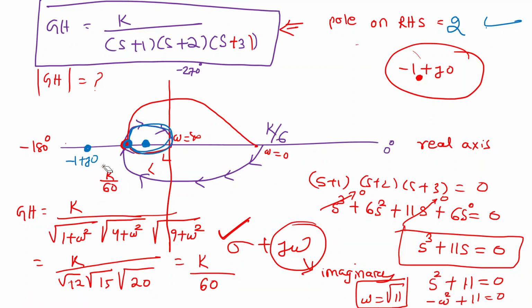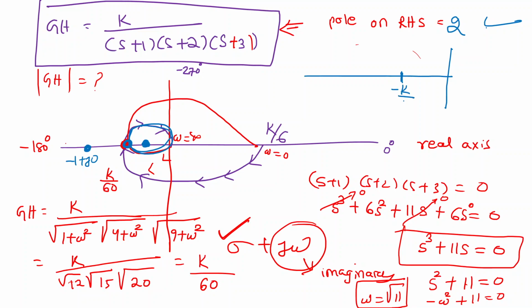Once it is clear, all are negative because you are moving in a negative direction. This is the origin. This point is minus k by 60. This point is minus 1. Because all are negative, I am putting a minus sign: minus k by 60 and minus 1. Now tell me, minus k by 60 or minus 1, which one is bigger? Minus k by 60 is bigger.